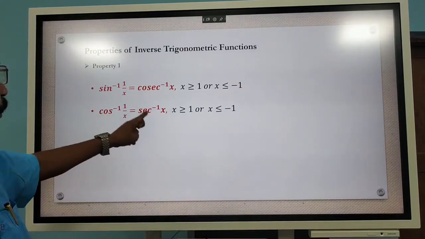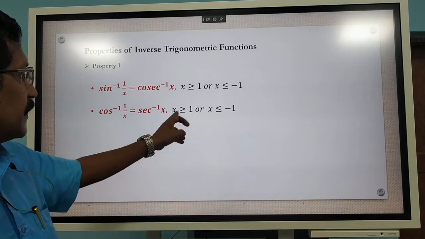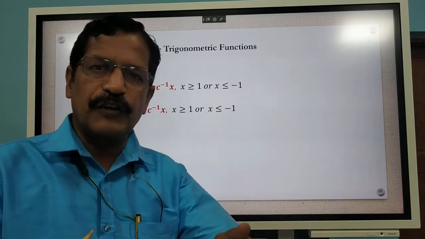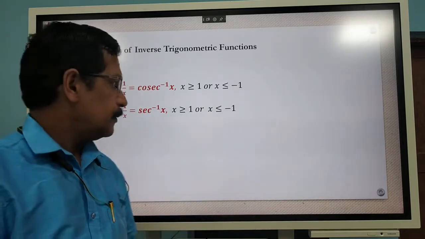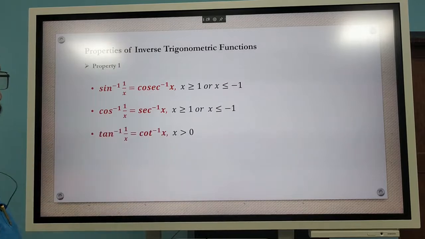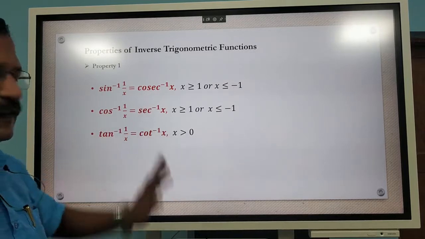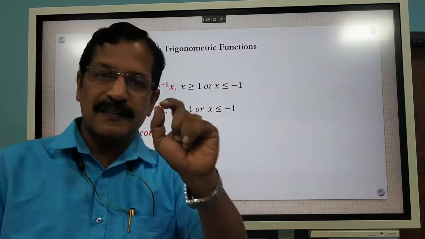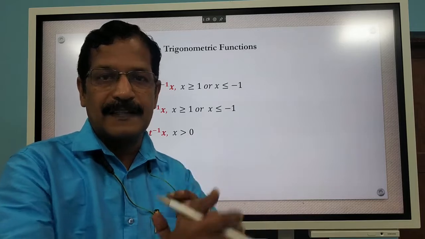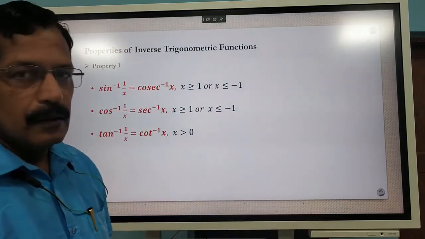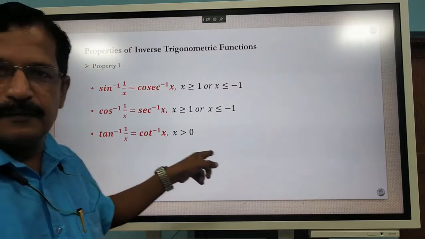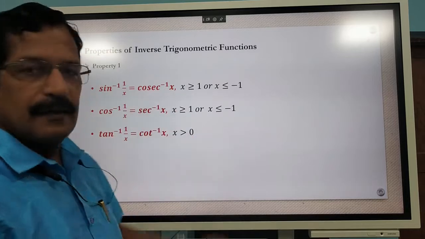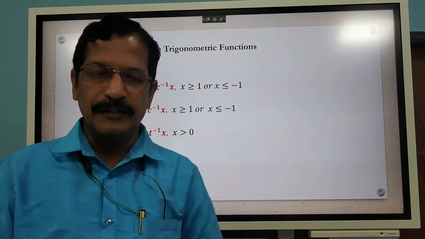Cos inverse 1 by x is equal to sec inverse x, where x greater than or equal to 1 or x less than or equal to minus 1. Otherwise, we can say that modulus of x is greater than or equal to 1. Now, the third one is tan inverse 1 by x is equal to cot inverse x. These are the 3 important results in the first property. We can prove this by using the trigonometric result. I shall prove the first one, and the remaining 2 I am giving to you as homework.